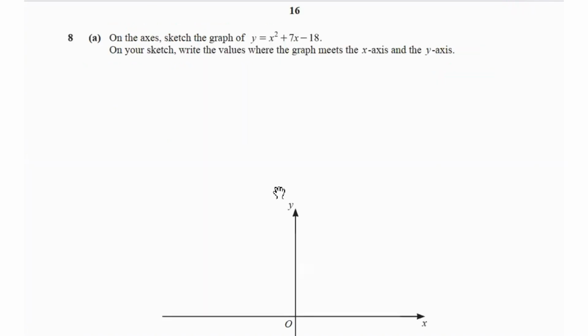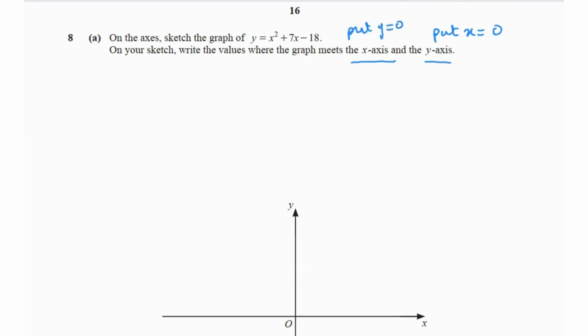Question 8 says on the axes, sketch the graph of y equals x squared plus 7x minus 18. On your sketch, write the values where the graph meets the x-axis and the y-axis. So for the y-axis, you put x equals 0. And for the x-axis, you put y equals 0.